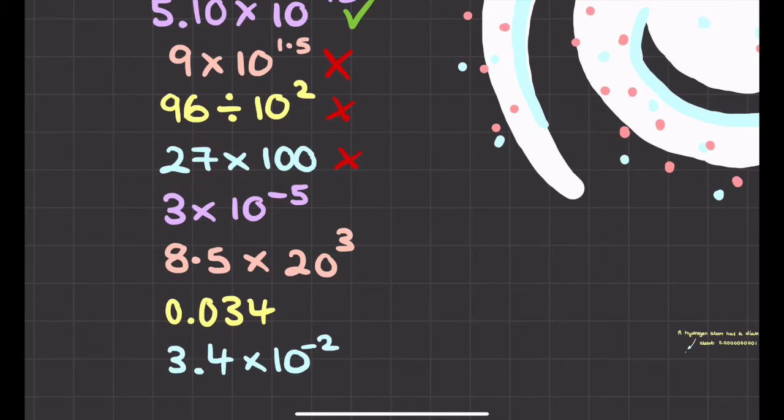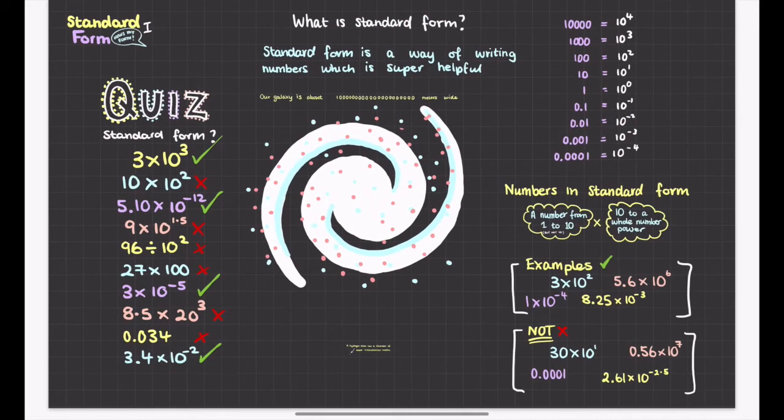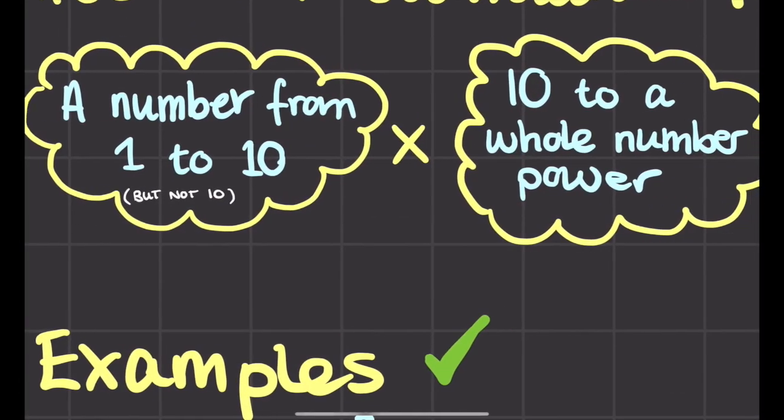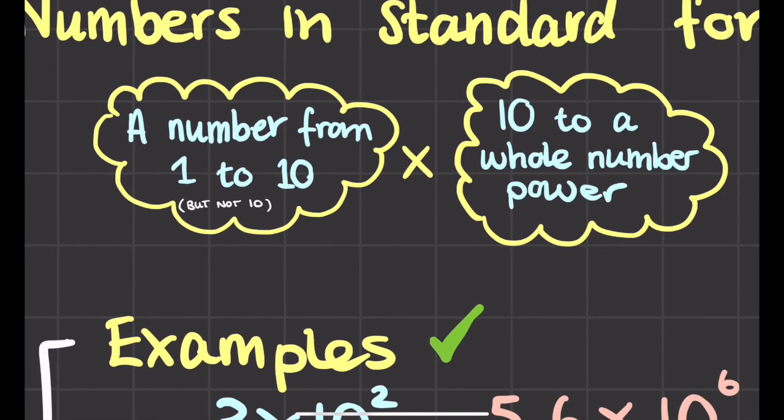The next one, this one is in standard form. The next one is not in standard form because that should be 10 to the power of something, shouldn't it? Not 20. The next one doesn't even have any powers in it, so that can't be standard form. And the last one there is. So hopefully that's given you a quick idea of what standard form is and how to recognize it. Okay, a number between 1 and 10 multiplied by 10 to the power of a whole number.